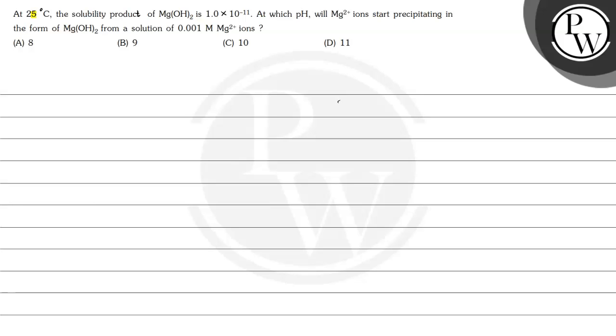At 25 degrees Celsius, the solubility product of Mg(OH)2 is 1 × 10^-11. At which pH will Mg2+ ions start precipitating in the form of Mg(OH)2 from a solution of 0.001 molar Mg2+ ions? Options: 8, 9, 10 and 11.